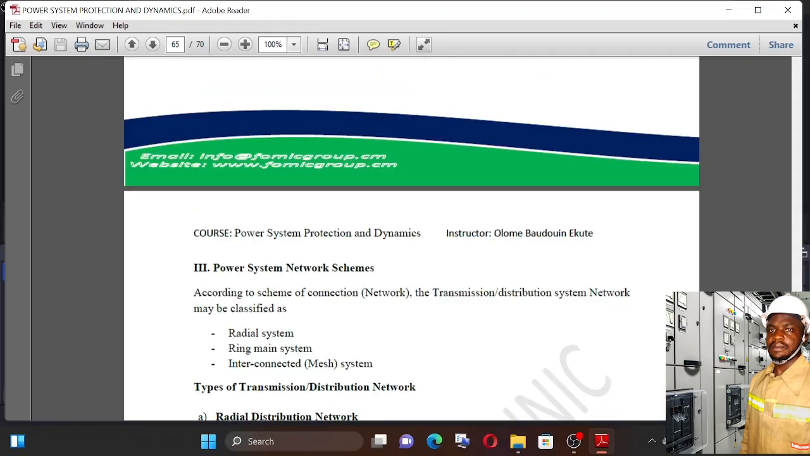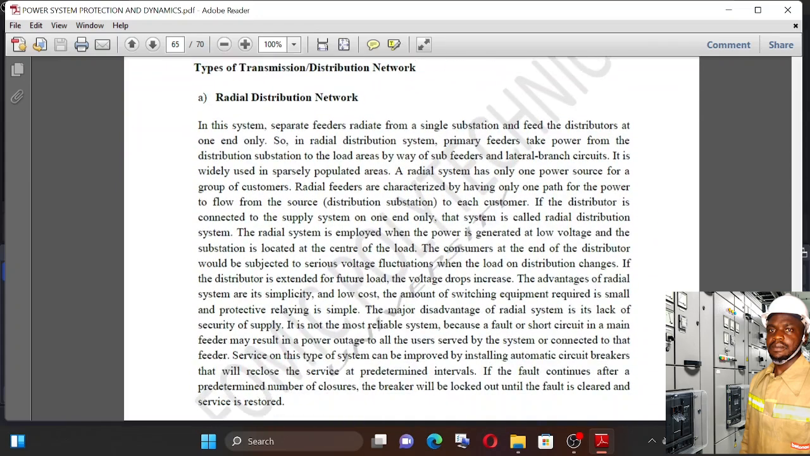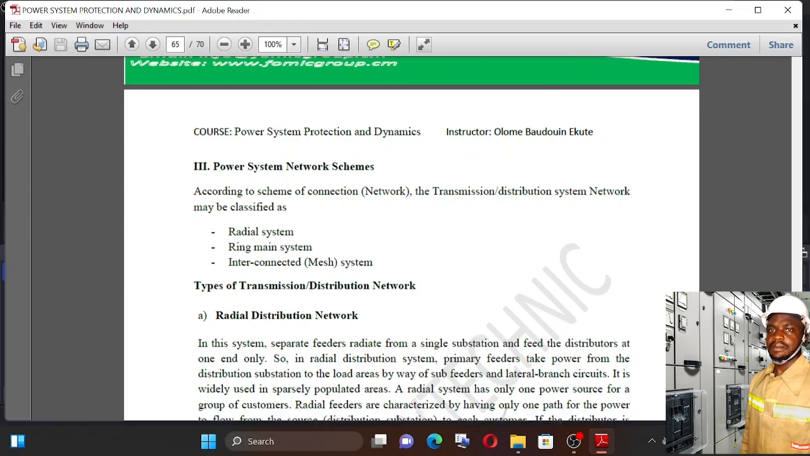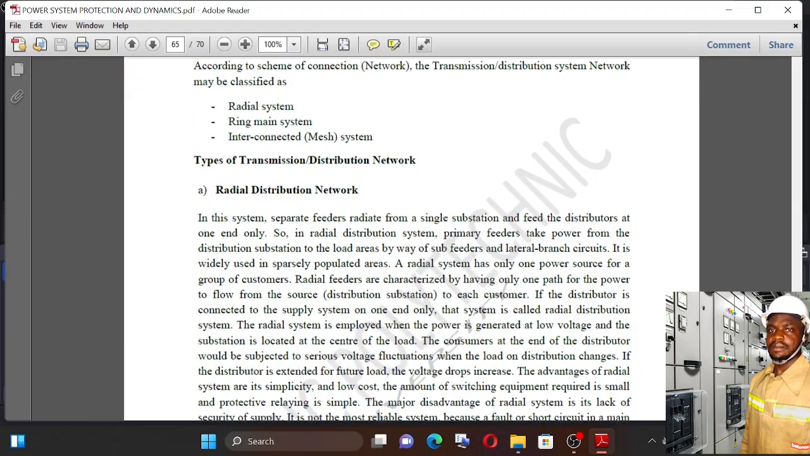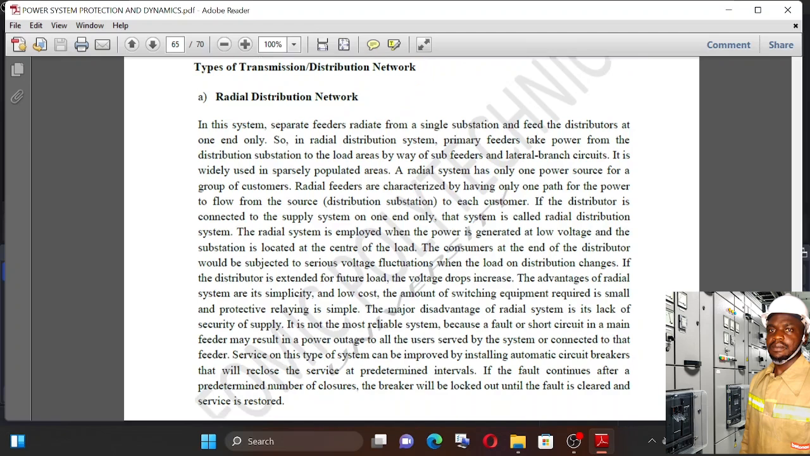Through the course of power system protection, we have the various types of protection network. In fact, generally, the power system networks can be divided into three main networks: the radial system, the ring main system, and the interconnected or mesh system. Okay, so this is how you can interconnect your network. Radial system here, we have seen the radial system.